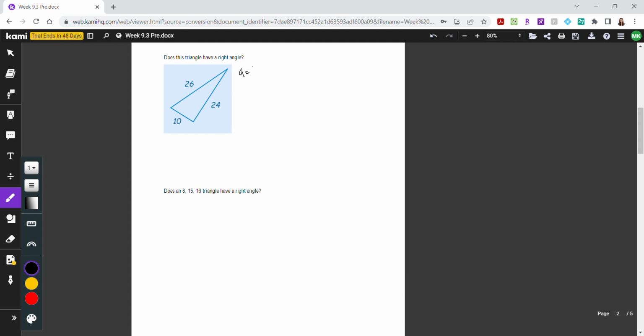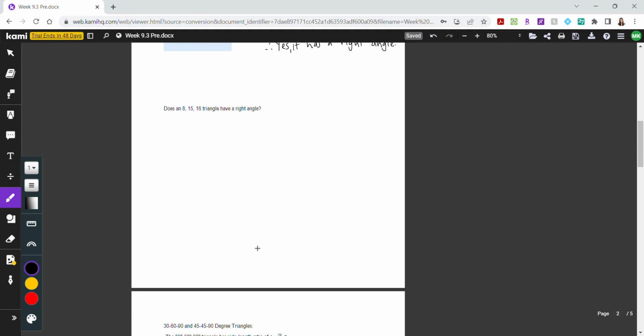So that means my a is, I'm just going to say, 10, my b is 24, and my c is 26. And now I'm going to see if this equation is true, right? So I'm going to have 10 squared plus 24 squared equals 26 squared. All right, so again, 100 plus 576 equals 676. If I add the left side together, I will get 676 equals 676. And obviously that is true, right? So that means that, yes, it has a right angle. All right, there we go.